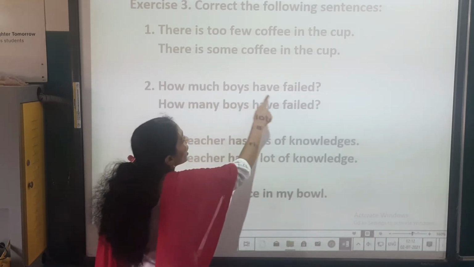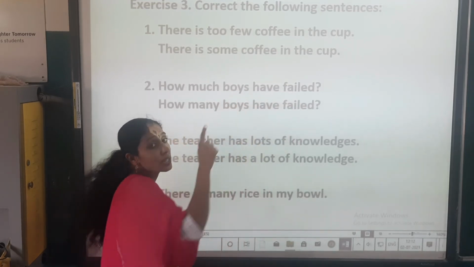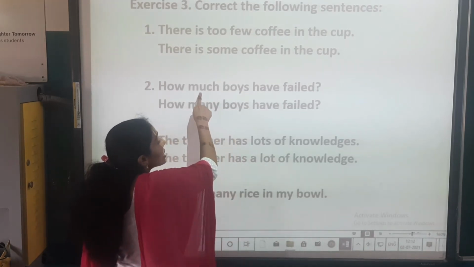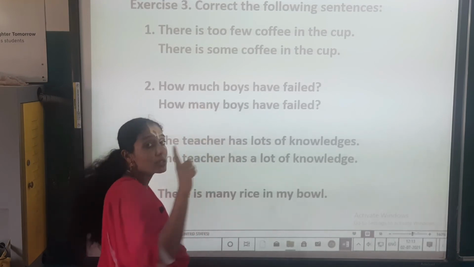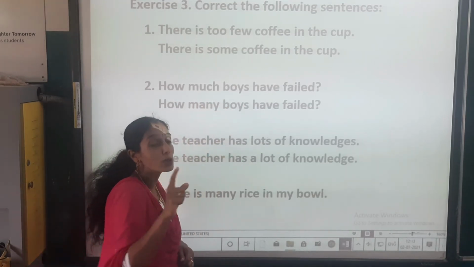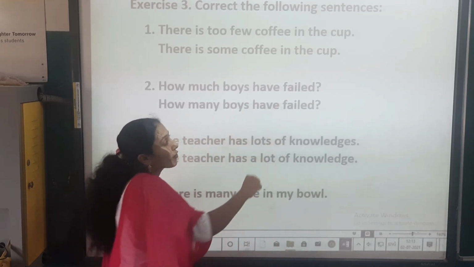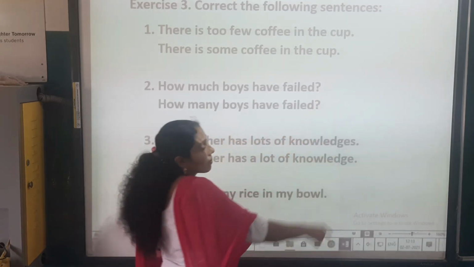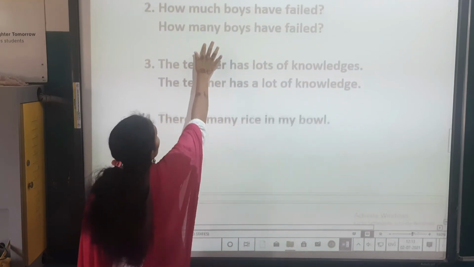How much boys have failed? Here the word boy is a noun. Boy comes under countable noun. But the word used before this noun, much, is wrong. Before a countable noun we use the word many. So, how many boys have failed? It is an interrogative sentence, so you have to put a question mark. Understood this sentence, children? Moving on to the next one.